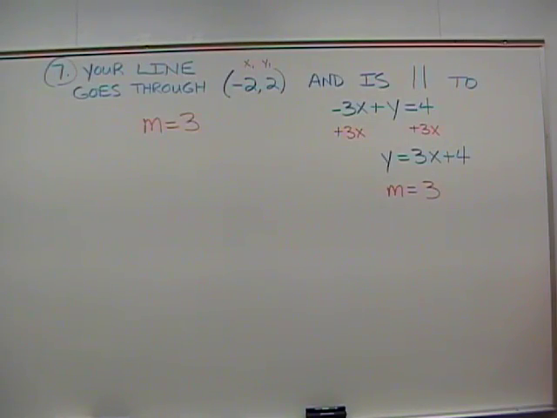Now let's go ahead and use the information that we have. We have our point, which has an x and y coordinate, and we have our slope. Only this time, let's substitute those values into the point-slope form, since we already have an example of slope-intercept. Let's do that now.